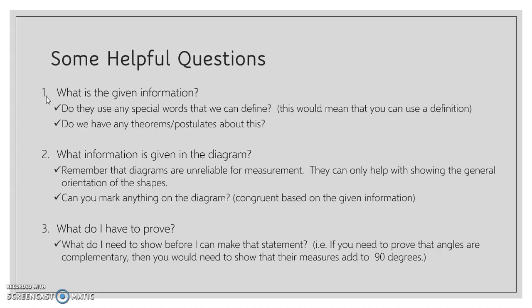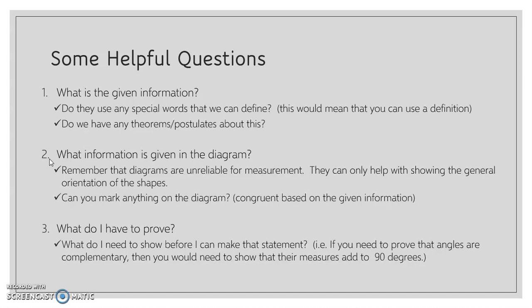Okay? Once you've done that, start thinking about how could I put this together so that I can start my proof. The next thing you're going to look at is the diagram. Did they give you any information in the diagram? Can I look at the diagram to see how things are arranged? Remember, we can't use the diagrams for measurements, but they do show us how our shapes are placed in respect to each other. So you can see if things are next to each other, if they're adjacent, or you can see if they make a bigger angle. Maybe you can use angle addition postulate or segment addition postulate.